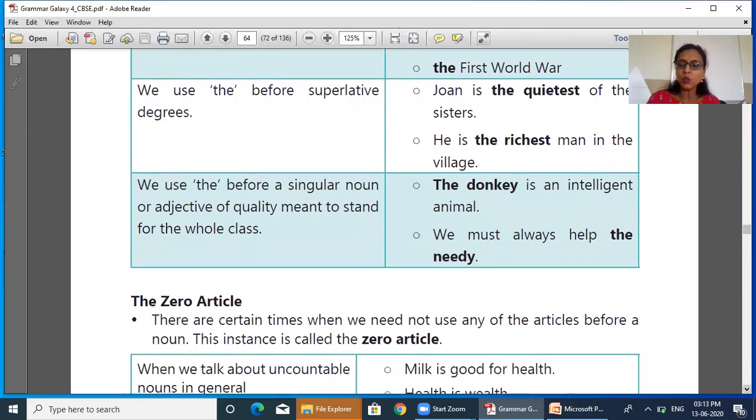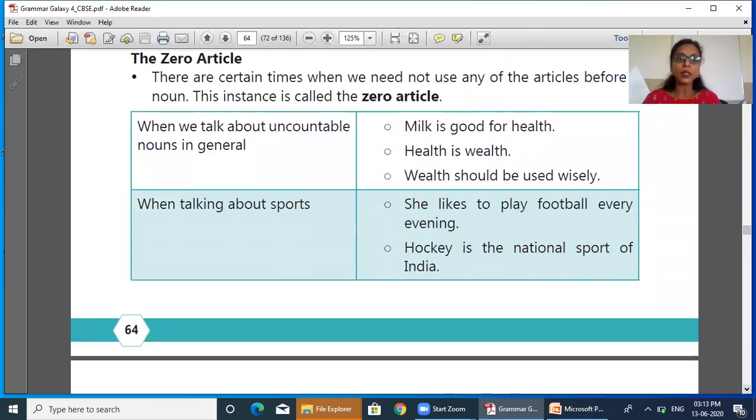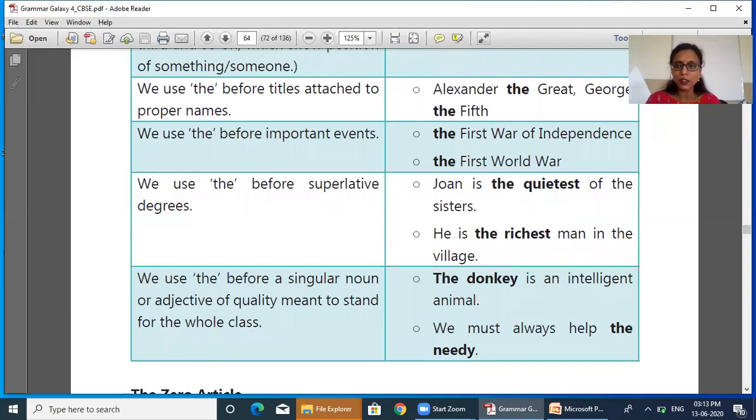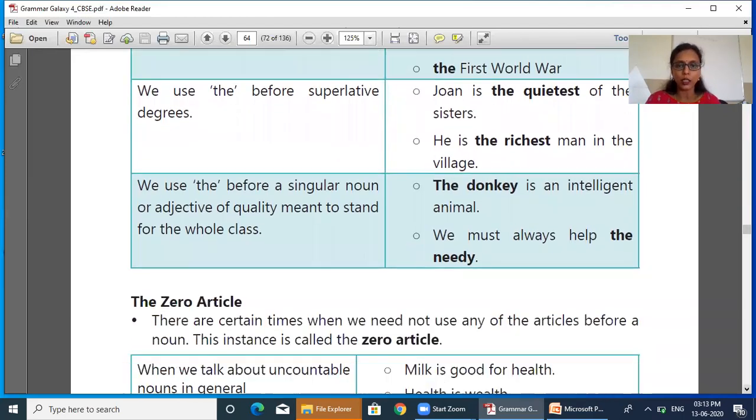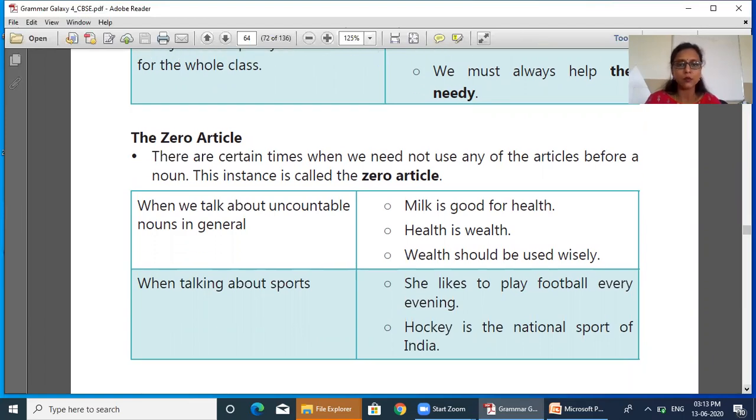Now children, there is one more thing that you need to learn. Sometimes we don't need any article to be used. Such cases are called zero articles. There are certain times we need not use any articles. Which are those situations? When we talk about uncountable nouns, we should not use any article.